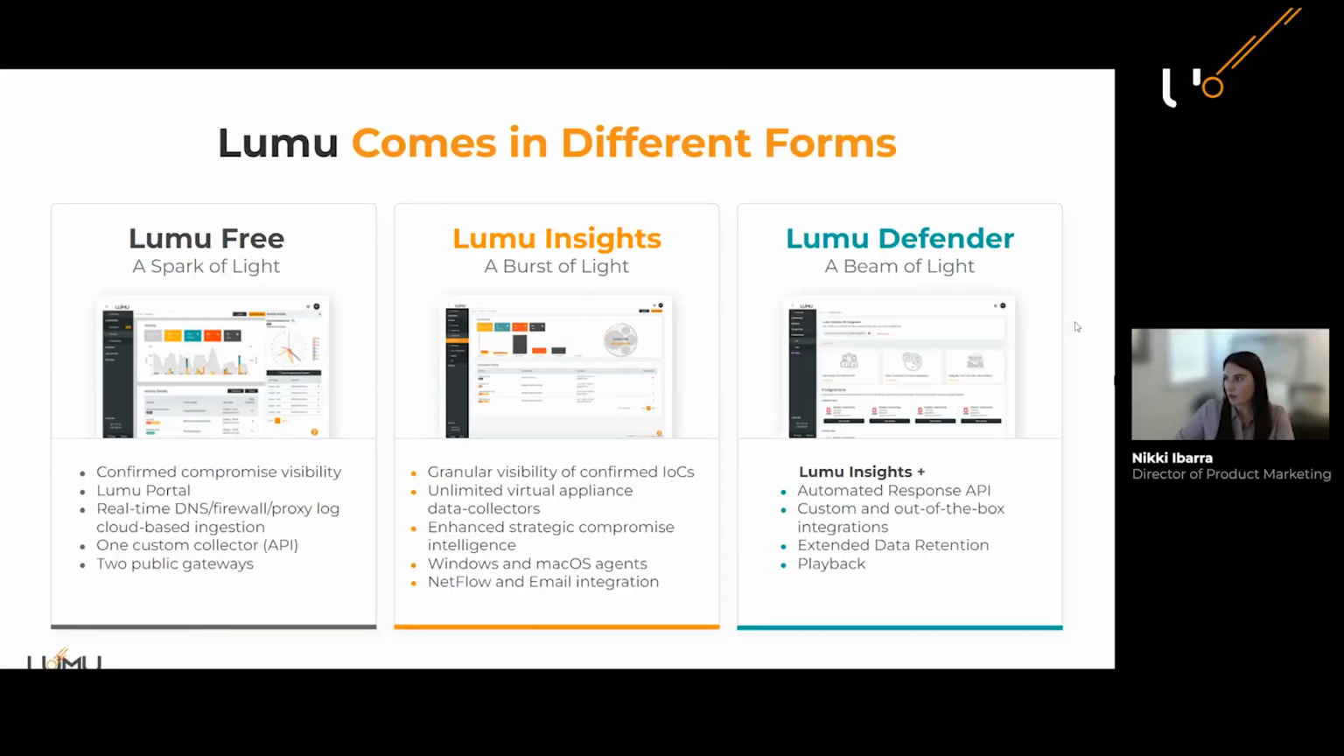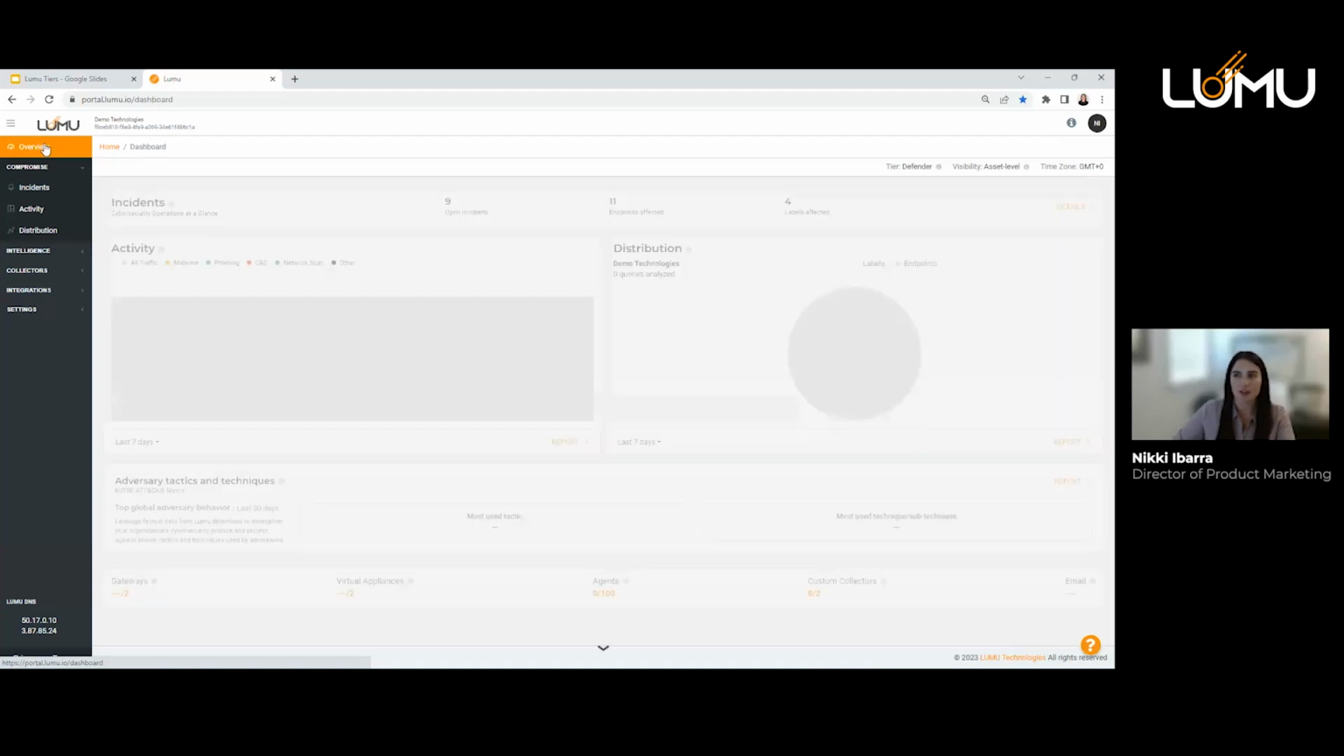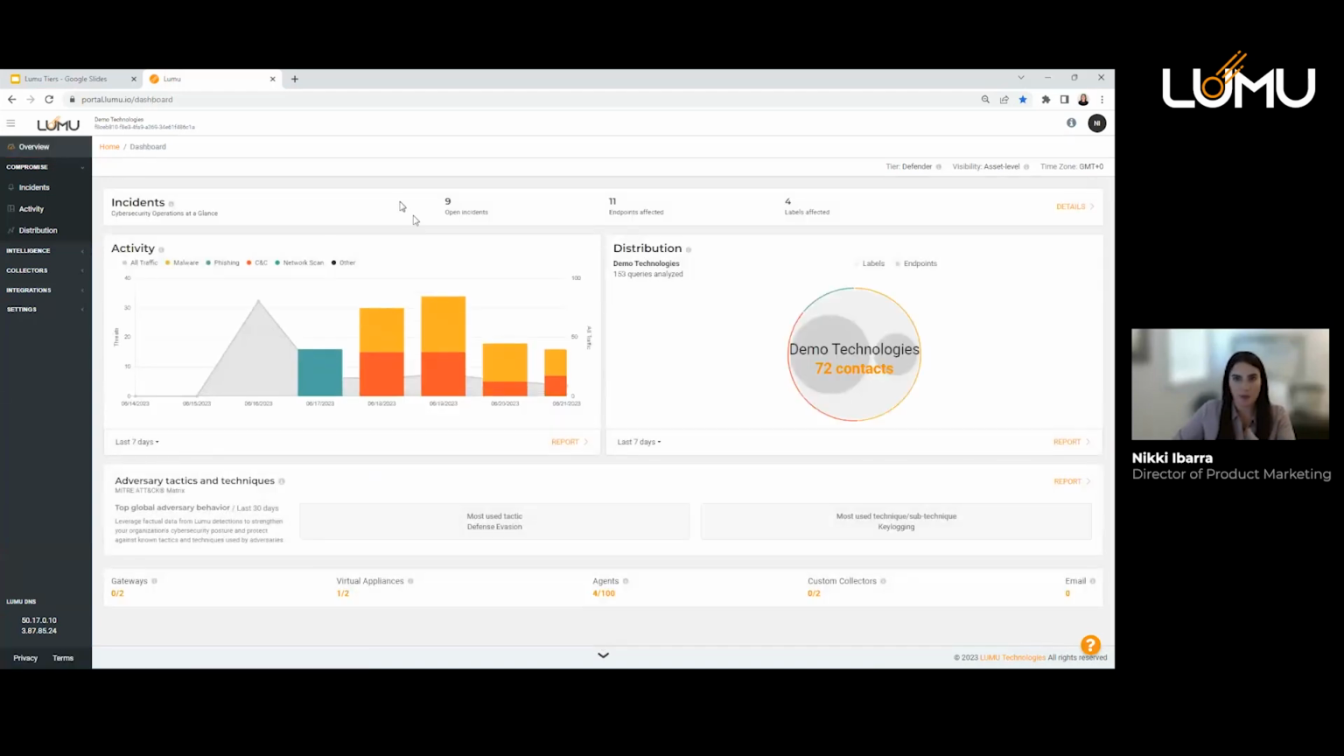So with that, we'll go into the Lumu portal. And I want to just show you around here from the cybersecurity operator's perspective, what you would expect to see here. As a cybersecurity operator, every minute counts in looking for and identifying and classifying malicious activity in the network, right? And so Lumu's product was specifically designed for cybersecurity operators, with your needs in mind.